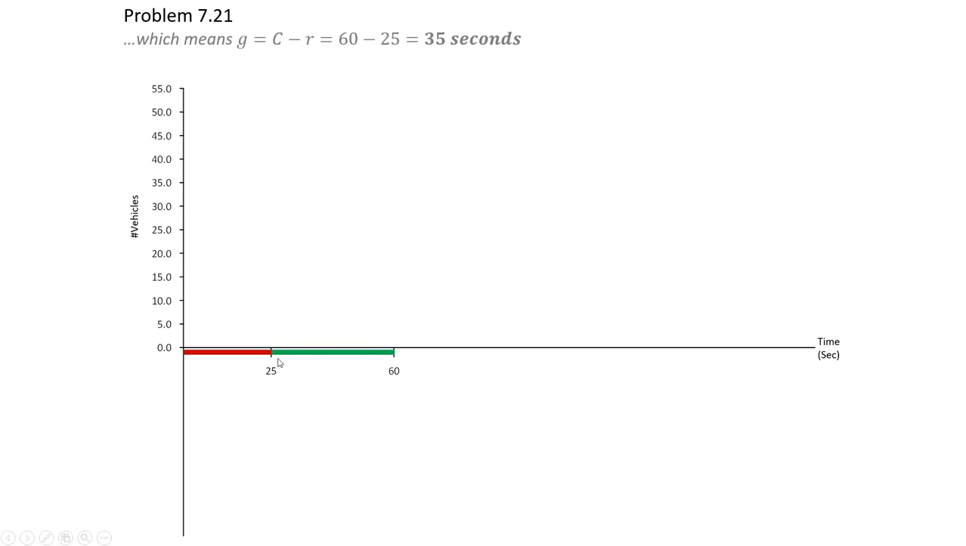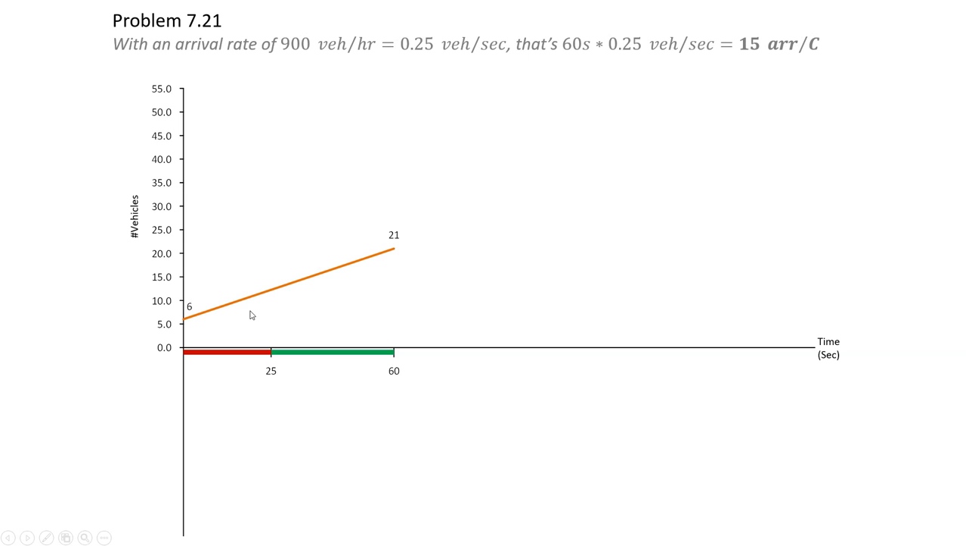And then we've got 35 seconds of green. So each one of these red bars is going to be 25. Each one of these green bars is going to be 35. They add up to be 60, right? And we know at the beginning of the cycle, at the beginning of an effective red cycle, there were 6 vehicles in the queue. So we're going to plot that over here. So there's our 6, right?